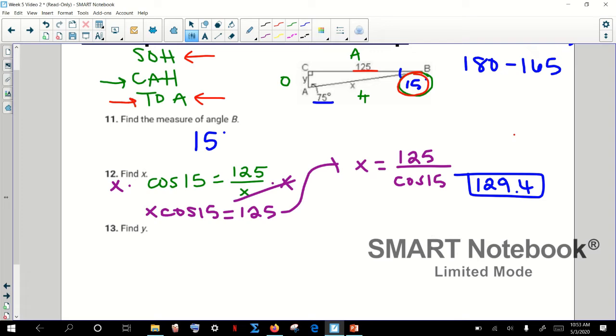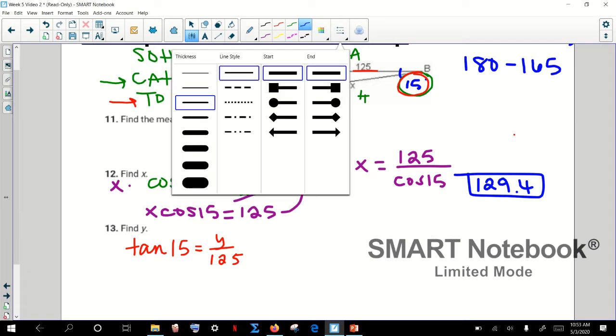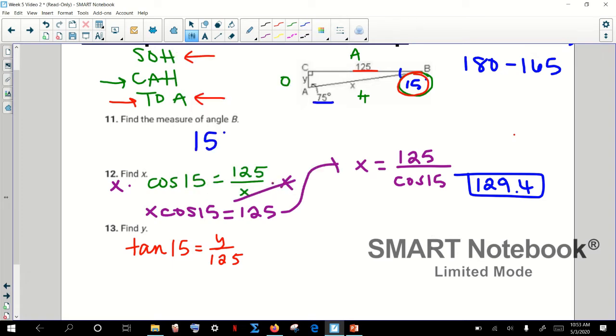So if we want to find tangent, let's do tangent of our angle. We're using 15 degrees as our angle, is equal to opposite over adjacent. Y is the opposite, adjacent is 125, so there's our equation. So now our job is to get y by itself, so we can plug it into that calculator and get our final answer. So how do I get 125 over to the other side? Multiply both sides by 125. That cancels that out. So I have 125 times tangent of 15 is equal to y.